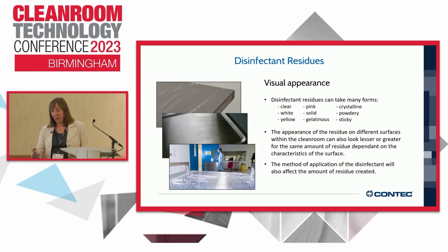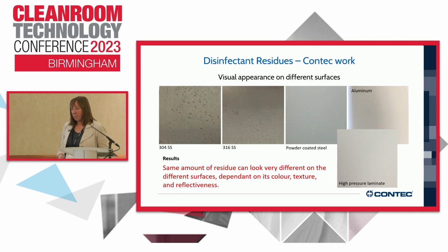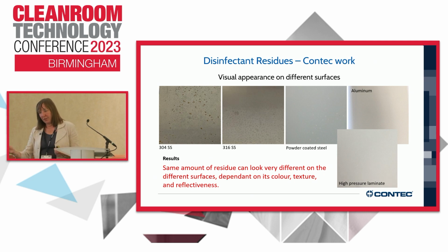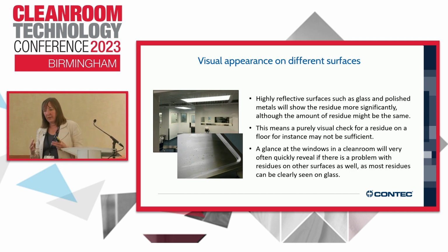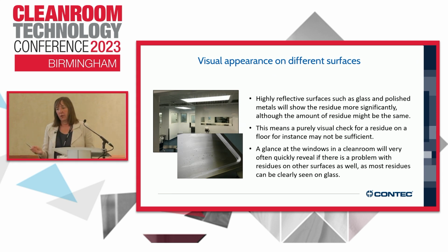And depending on the surface, it can look very different. So if it's on glass or some highly polished surface, it will be very visible, but you won't necessarily see it on your floors. So you can have residues and not be aware of them, for example. This is just showing on stainless steel, powder-coated steel, and so on, that the same amount of residue applied to each of those surfaces looks very different. So as I say, highly reflective surfaces like glass mean that it's easier to have a look. If you have got residues on your windows, it probably means that you've got residues on your floors and so on as well.